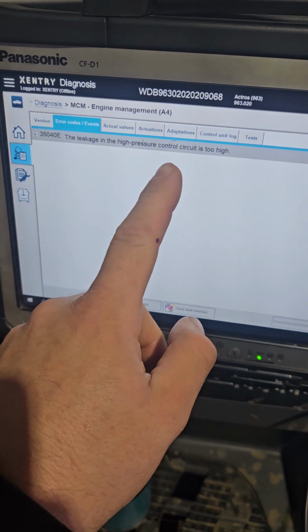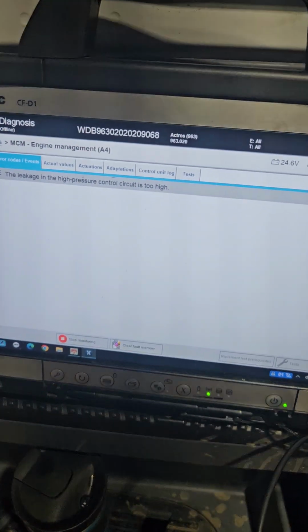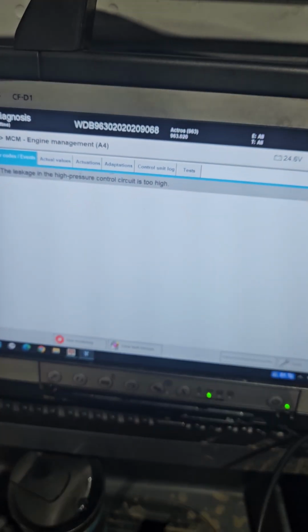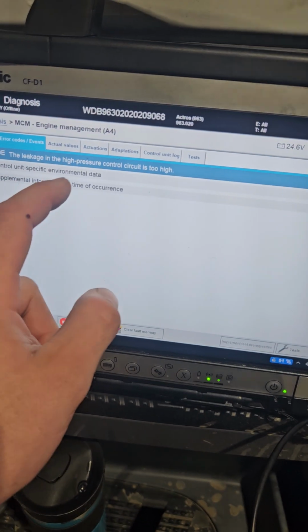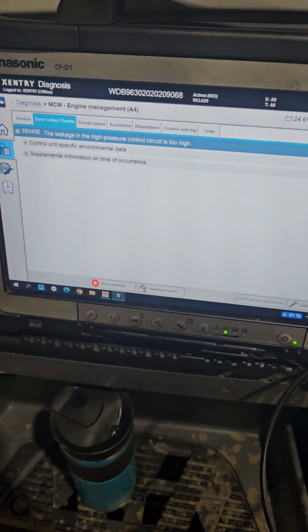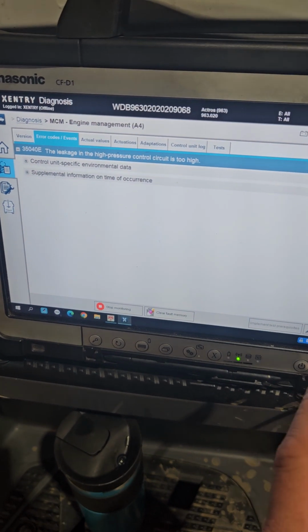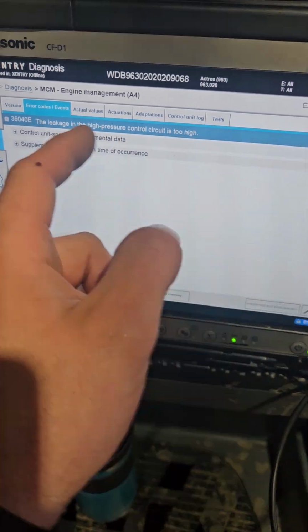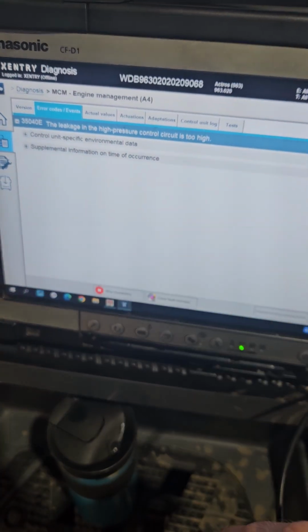The leakage in the high pressure control circuit is too high. This is on a, it says a Mercedes Actros, but it's got the 936 engine in it, the little 7.7 litre. A few people have come across this fault code. You get this occur as well on the Actros with the 470, the 471, the 473 engine in it, same thing. Leakage in the high pressure control circuit is too high.